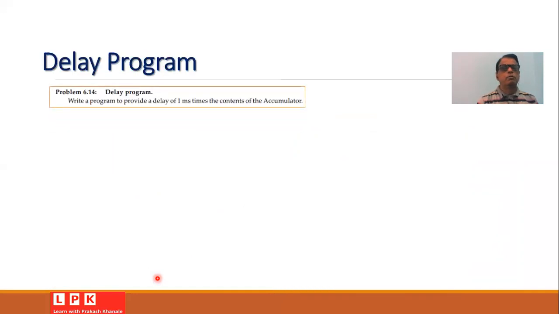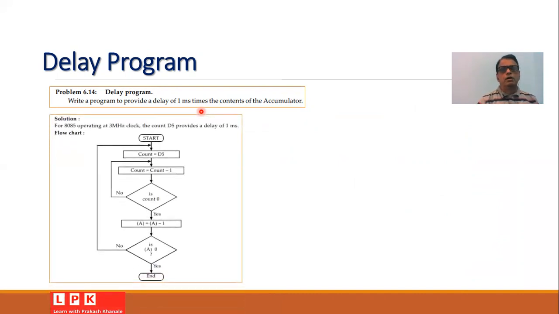Now we will discuss one more program in this session, and this program is called a delay program. Suppose we want to write a program that will provide a delay of 1 millisecond times the content of the accumulator. Suppose we are operating an 8085 and the clock speed for the 8085 is 3 megahertz. In that case, we can easily count that the count D5 will provide a delay of 1 millisecond. And suppose the accumulator already contains some number, for example 01, 02, or anything that you like.